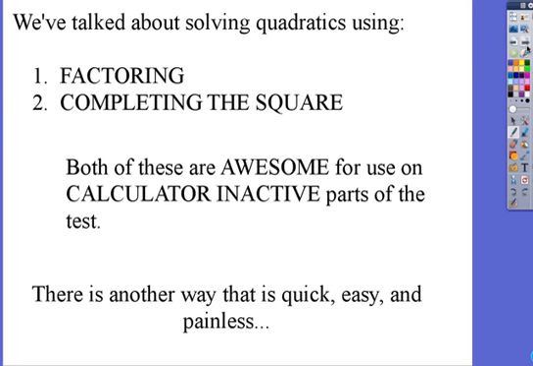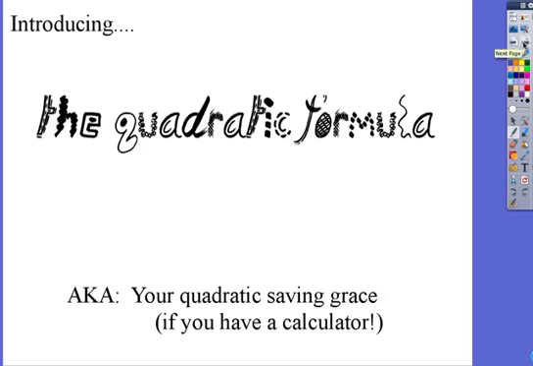However, if you have access to your calculator, I would highly recommend doing the quadratic formula. The quadratic formula is going to be your calculator saving grace because it's quick, it's accurate, and it saves you a lot of trouble in the long run. So if you have access to your calculator, use the quadratic formula.